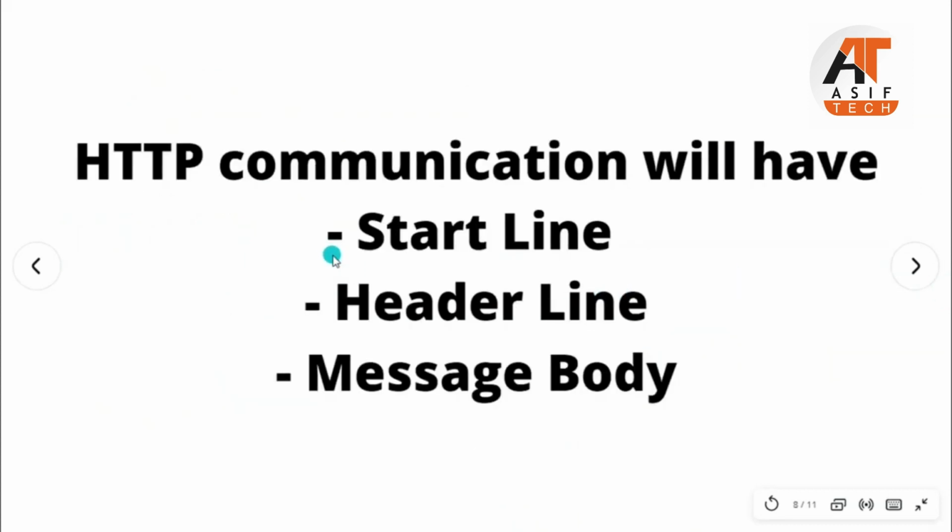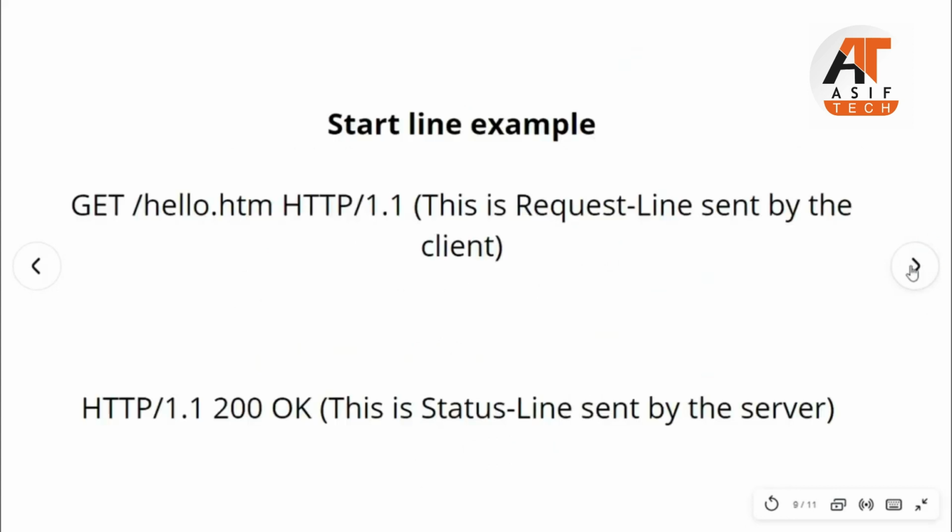So in simple terms, we can divide it into the start line, the header line, and message body. Your HTTP communication will encompass all of these things: the start line, header line, the message body. So giving an example of the start line, this is how a start line will look when the request line is sent by the client, by you. For example, you have a browser, you want to go to some website, then this is the request line sent by your browser. Your browser is the client. So you can see GET is the method, then the file that it is looking for, and then the version of the HTTP.